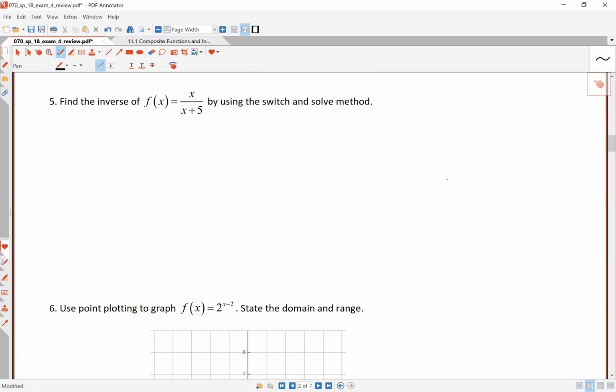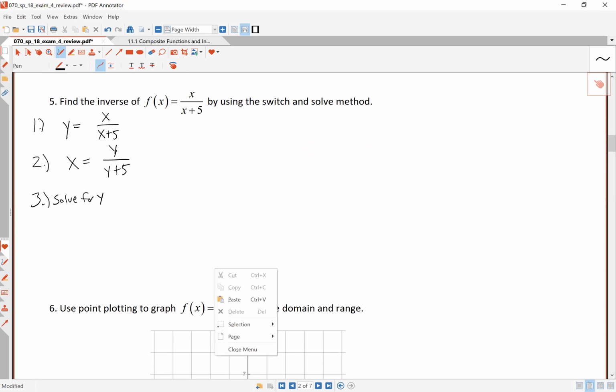Number 5 is a rational function. Find the inverse of f of x equals x over x plus 5 by the switch and solve method. Step 1, we write the y back into the problem. y equals x over x plus 5. Step 2, we switch the variables and write a y where we see an x. Step 3, we solve for y.